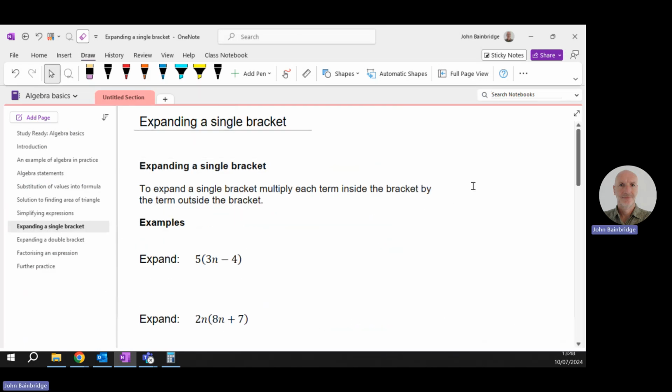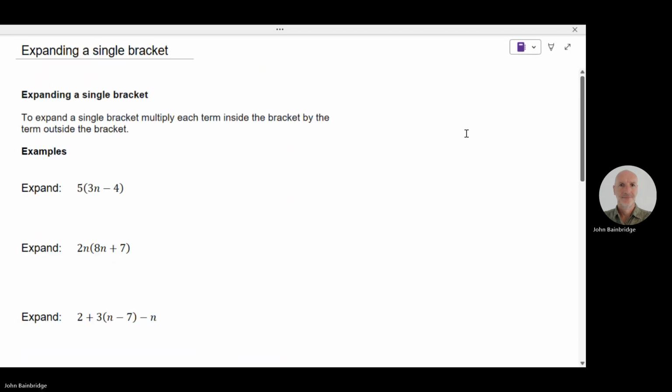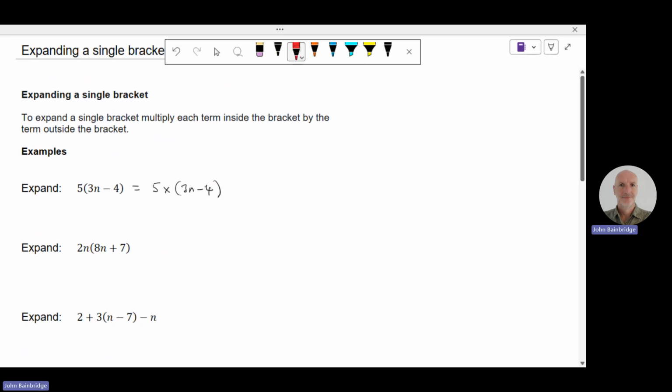Okay, let's go on to multiplying with brackets. So when we've got a single bracket like this, we multiply the bracket by what's outside the bracket. So here we've got 5 outside the bracket. So this is shorthand for 5 times 3n minus 4. And what we do is we multiply the 5 by the 3n, and then we multiply the minus 4 by the 5. So we multiply both things by the 5.